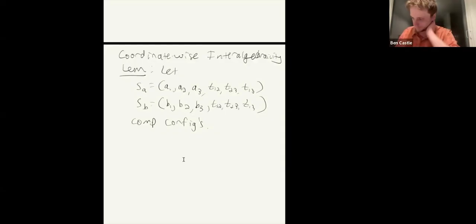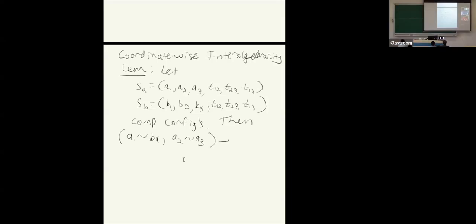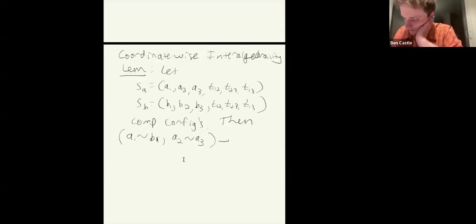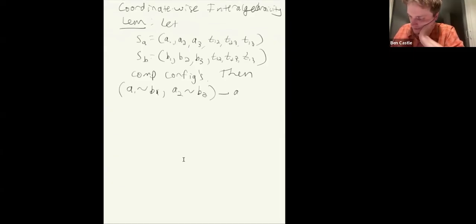Okay, then if A1 is interalgebraic with B1 and A2 is interalgebraic with A3, then I'm sorry, with B2. Yeah, with B2. Okay, then A3 is interalgebraic with B3. Right? So if the first two are interalgebraic pairs, then so is the third.